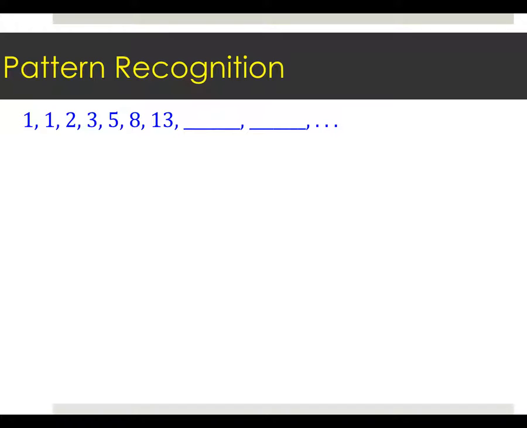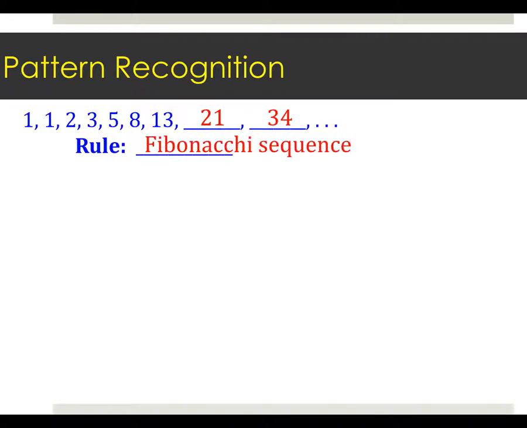Why? Because you add the two numbers which are next to each other, so 8 plus 13 equals 21, and then 13 plus 21 is 34. If we go back to the very beginning, we have 1 plus 1 is 2, 1 plus 2 is 3, 2 plus 3 is 5, 3 plus 5 is 8, etc. Do you know what that's called, by the way? Nobody? Okay. That's called the Fibonacci sequence.